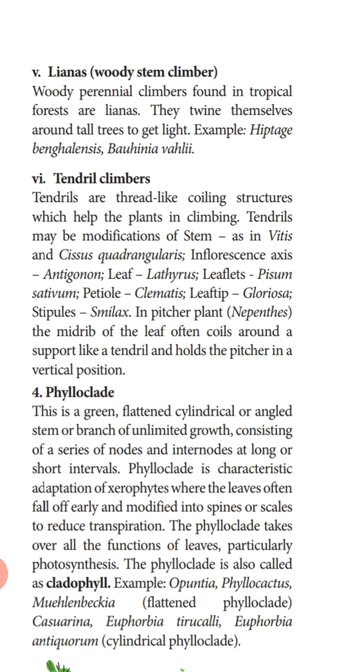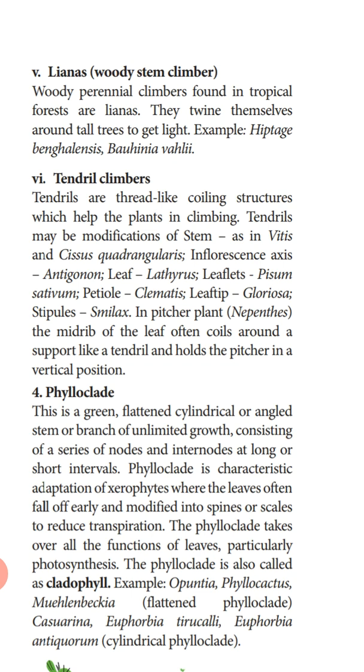Next is the tendril climbers. Tendrils are thread-like coiling structures which help the plants in climbing. So tendrils you might have seen in some plants. For example, you might have seen them in bitter gourd. There are some thread-like structures, pale yellowish. These thread-like structures wind around the support, any support, and they help the plant to climb up. So here tendrils are the thread-like coiling structures which help the plants in climbing.